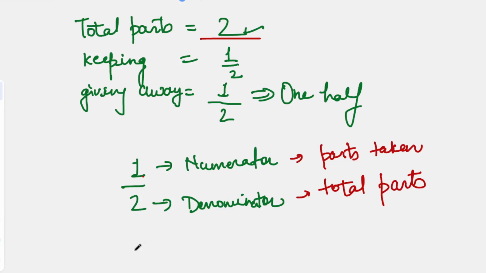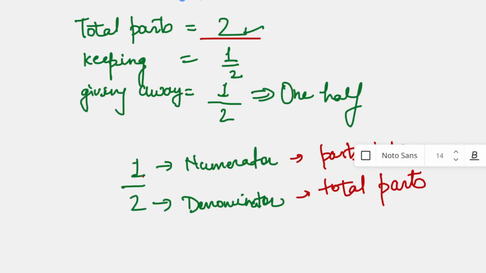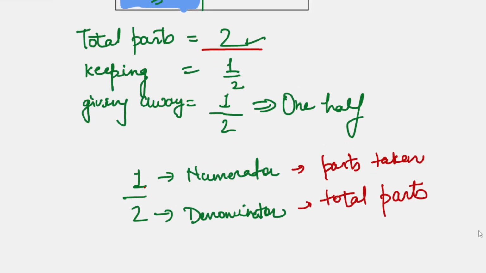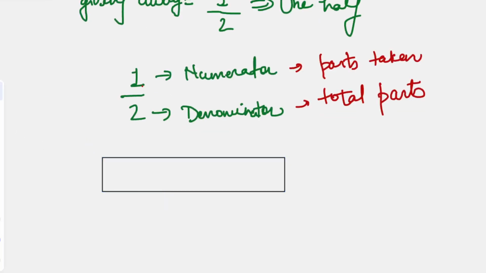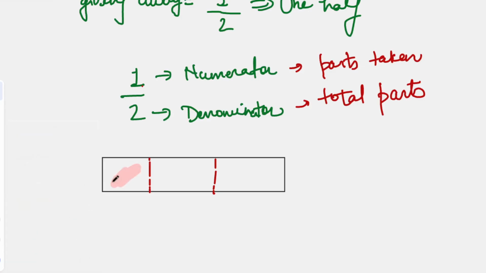Now let's again have a rectangle, but this time we are going to divide it into 3 equal parts. So we have this rectangle now and we are going to divide it into 3 equal parts. So let's do that. This is 1 part, 2 part and 3 part. Now again let's shade one part with a pink color.